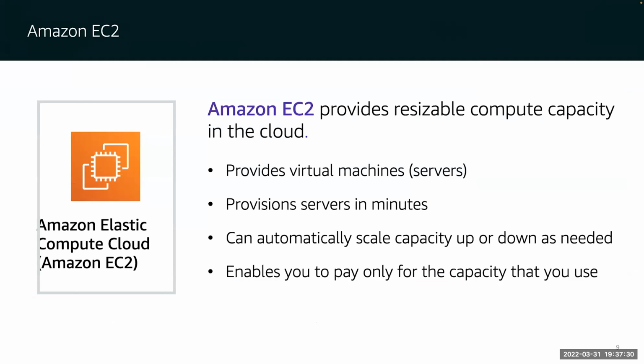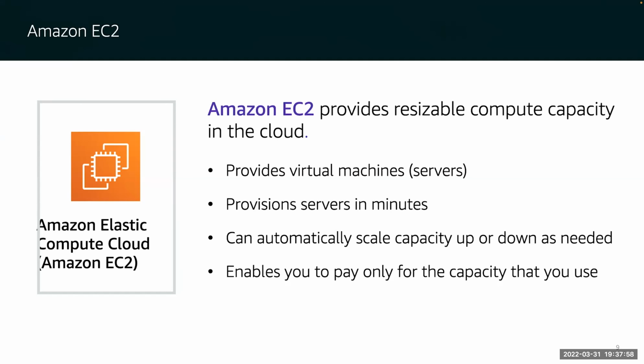And we will now focus on studying Amazon EC2. Amazon EC2 provides us with resizable compute capacity in the cloud. It is basically creating a virtual machine, a server. We can provision those servers in a few minutes, and they can automatically scale capacity up or down as needed. It enables us to pay only for the capacity that we use.